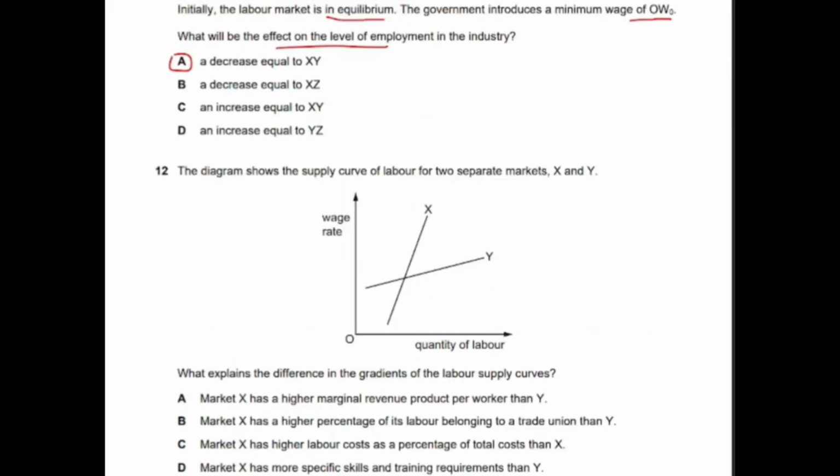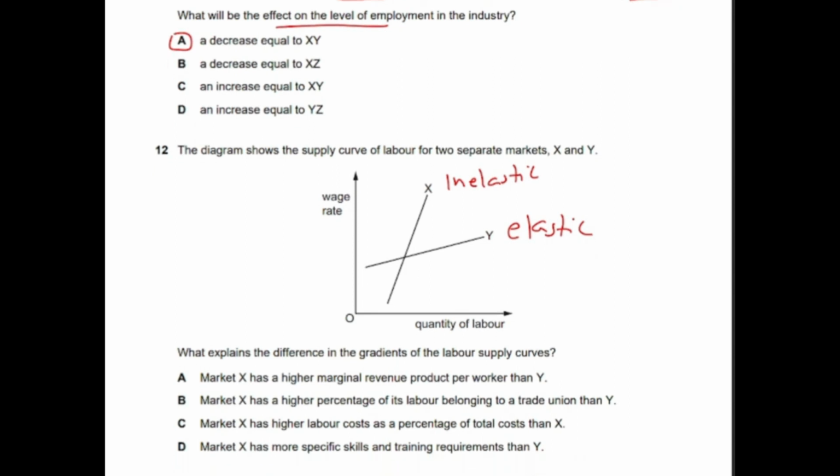The diagram shows the supply curve of labor for two separate markets, X and Y. Okay, so X has inelastic supply. When the supply curve is steep, it is inelastic, and when it is flat, it is elastic supply. What explains the difference in the gradient of the labor supply curves? For this question, the answer is D.